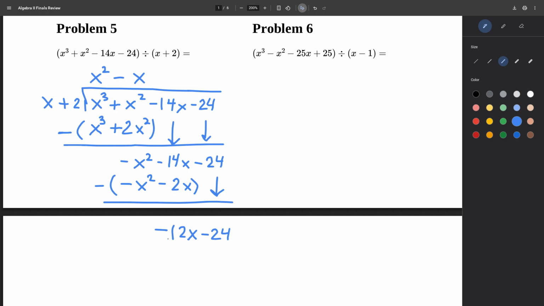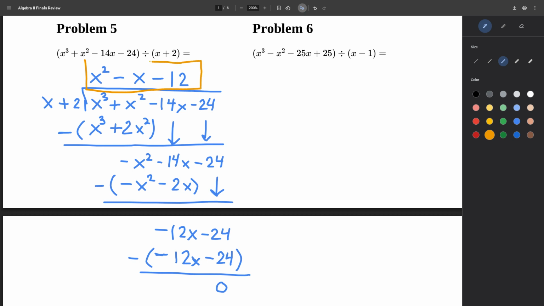Okay, now what do we have to multiply x by to get negative 12x? Well, minus 12. So negative 12 times x is negative 12x. And negative 12 times 2 is minus 24. We subtract this off, and we get 0 here as a remainder. So x squared minus x minus 12 is our solution. And there we go with that one.